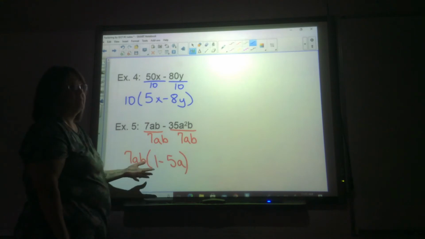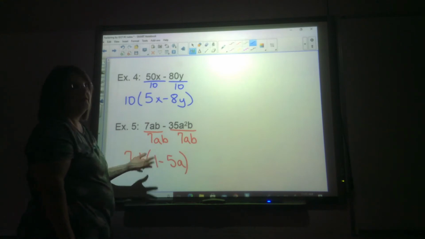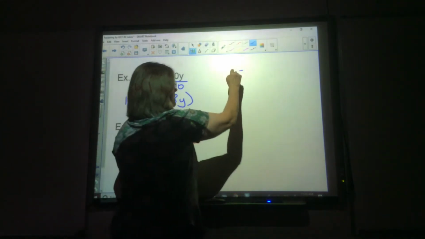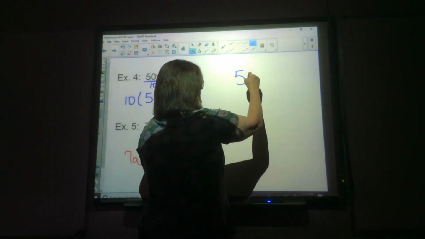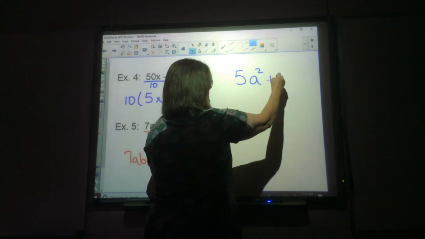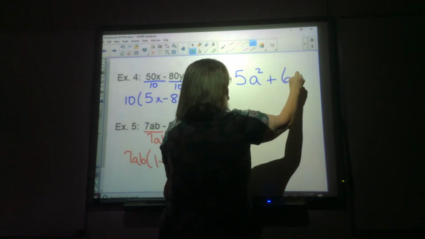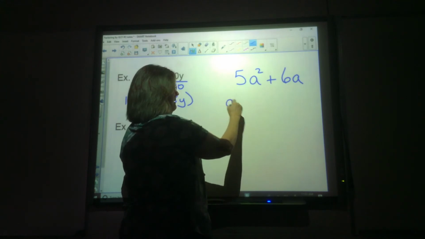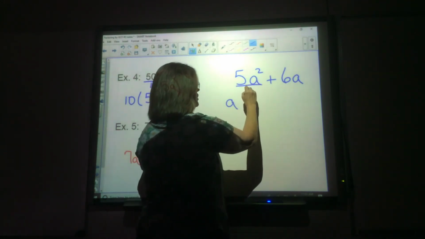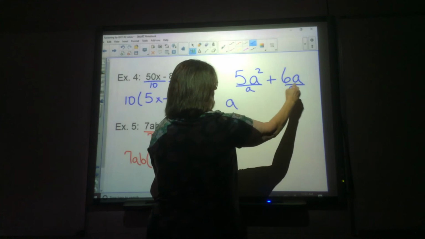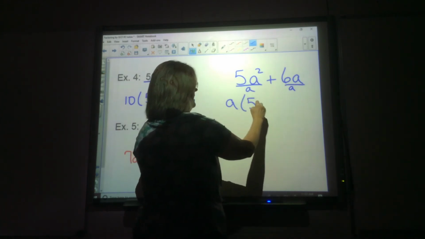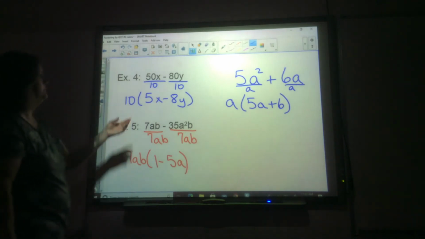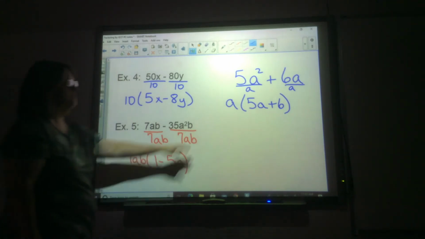Now, the same thing can happen where I have only a variable in common and no number in common. So if I had 5a squared plus 6a, what I could pull out of that would just be an a. And I would divide each term by a. That would leave me with 5a plus 6. So just realize sometimes you only have a number, sometimes you only have a variable.